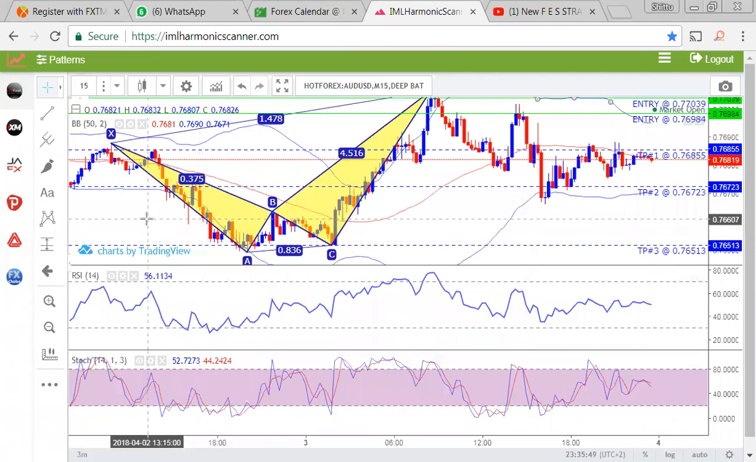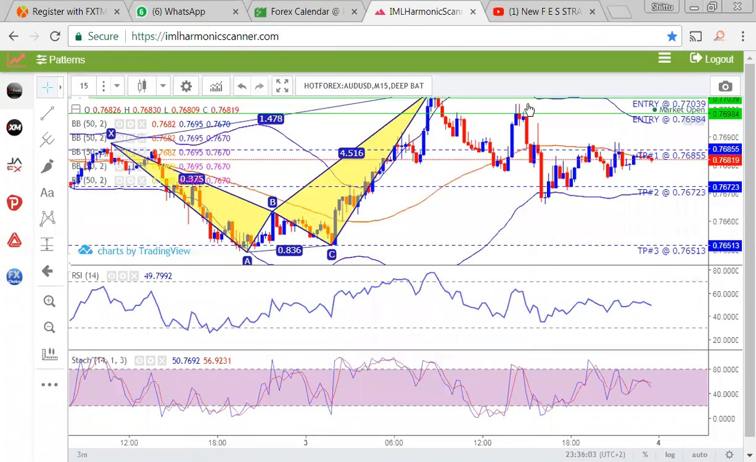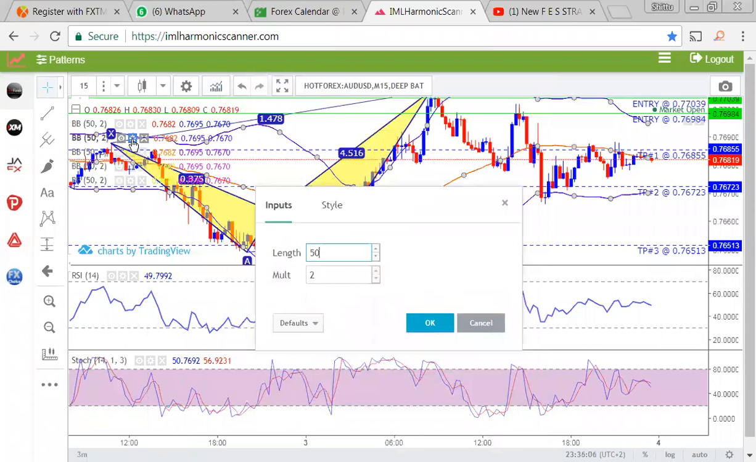I want to form 4 more Bollinger Bands. I come back to this indicator and click Bollinger Bands 4 more times. 1, 2, 3, 4. When I'm done with that, I will now go and reset my Bollinger Bands. I come to the second level here and I change this to 2.5. Change to 2.5 and OK this time around.